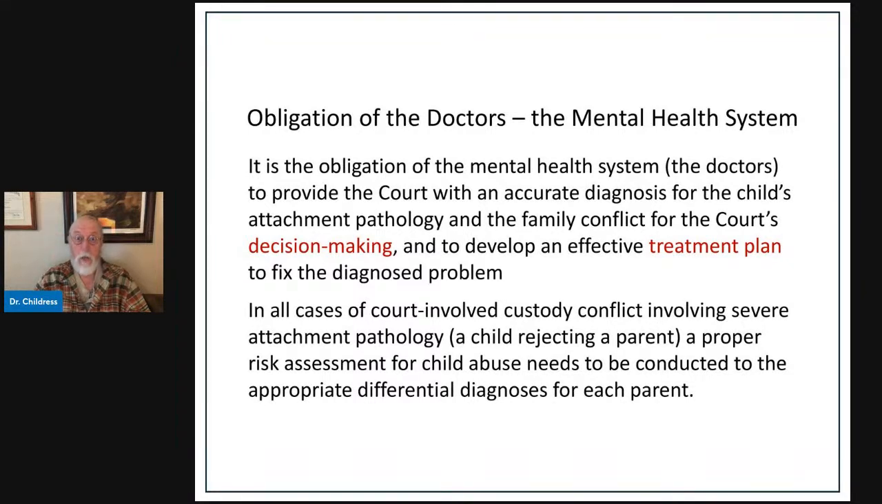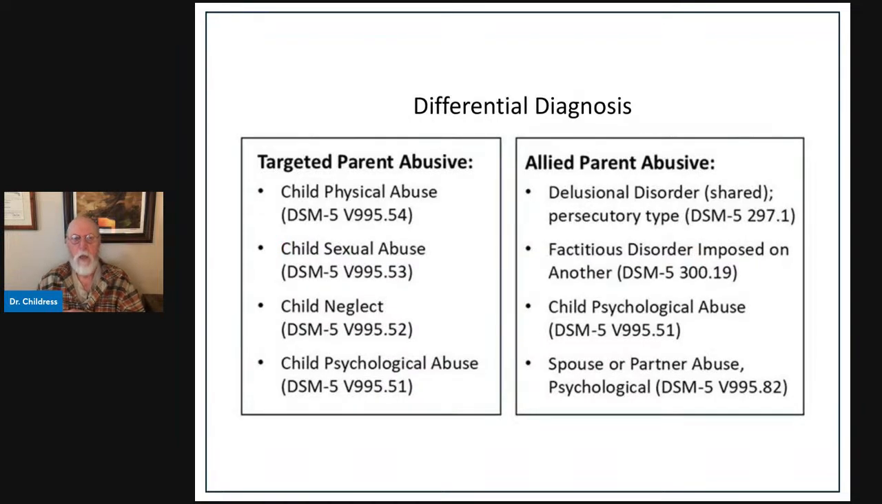So this is the obligation of the doctors, of the mental health system. It is the obligation of the mental health system to provide the court with an accurate diagnosis for the child's attachment pathology and the family conflict for the court's decision-making, and to develop an effective treatment plan to fix the diagnosed problem. In all cases of court-involved custody conflict involving severe attachment pathology displayed by the child rejecting a parent, a proper risk assessment for child abuse needs to be conducted to the appropriate differential diagnoses for each parent. And here is the differential diagnoses we're concerned about in healthcare.